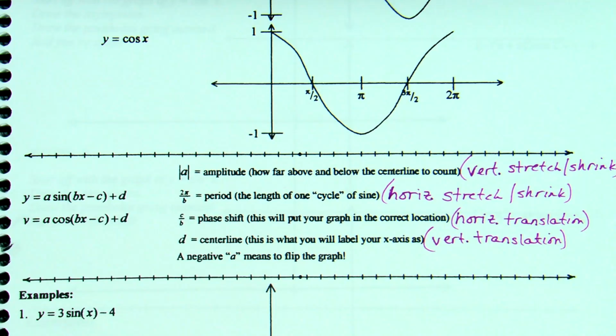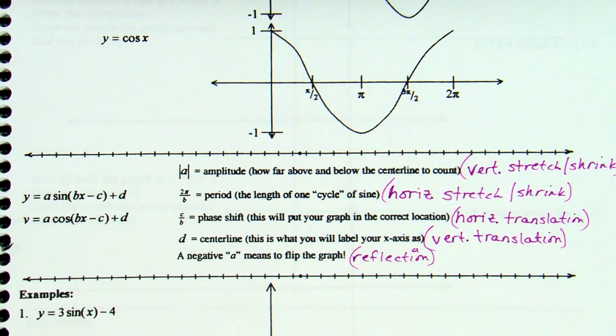Okay, and one thing that hasn't changed, what's the negative out front of a graph do? It's going to flip it. It's going to be a reflection. So a negative a value up front will flip the graph. Or in other words, there will be a reflection. Okay? So those are all the pieces.